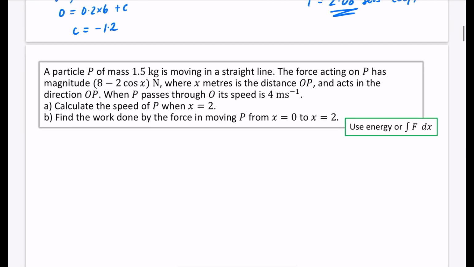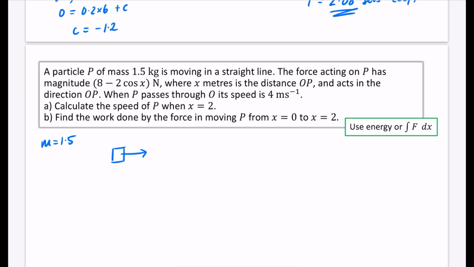It says a particle P of mass 1.5 kilograms is moving along a straight line. The force acting on P has magnitude 8 minus 2 cos x, where x meters is the distance OP, and it acts in the direction OP, which literally just means it is acting away from it like this. Because if you imagine we have O, we have the particle over here, the force is acting in that direction, OP.